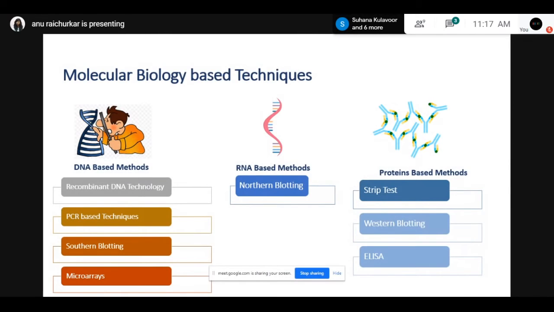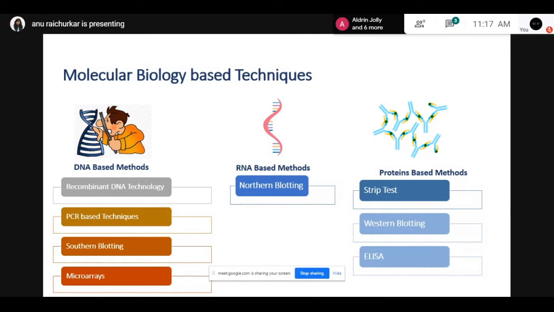Like I mentioned, it was Kary Mullis who discovered PCR. Based on this, PCR has undergone evolution over a period of years, and a lot has been done by the use of this PCR technique. That also I will be explaining more in detail further. Then there is something called southern blotting.